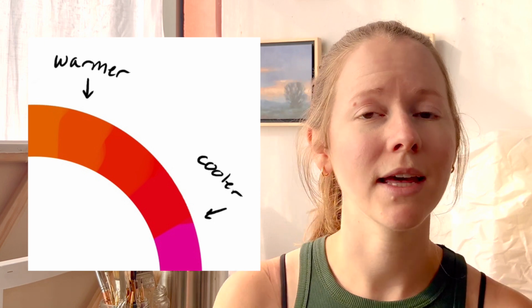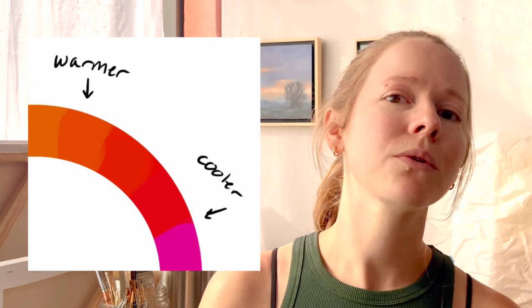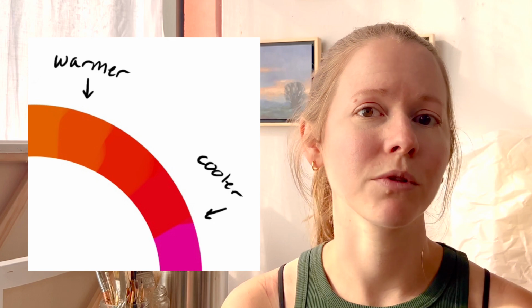Also, within colors, so if we're looking at reds, we can define some reds as a warmer red, that is, they lean more towards orange, or a cooler red, that is, they lean more towards blue. Maybe they're a little purpley. For example, cadmium red is usually seen as a really warm red, while alizarin crimson is seen as a much cooler red.